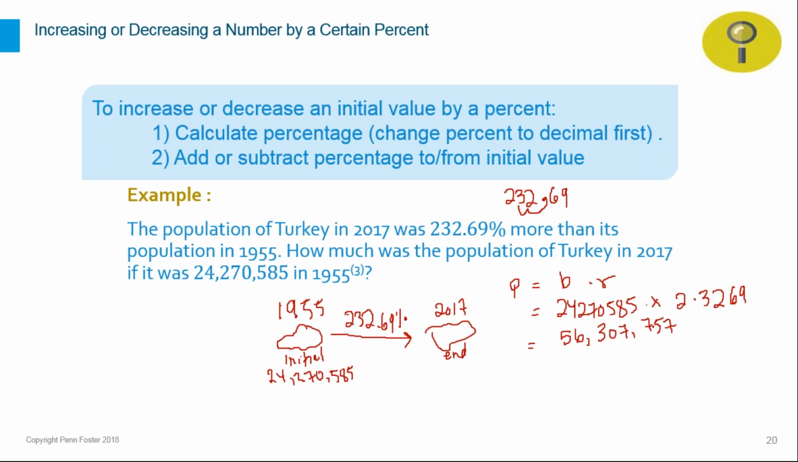The end population would be the initial plus the increase, right? Makes sense. So the initial is the 24 million and so on, plus the 56 million and so on. So the end population in 2017 is 80,578,342. People lived in Turkey in 2017.